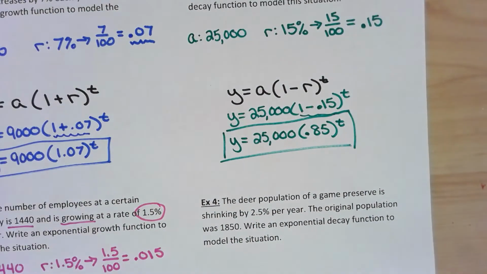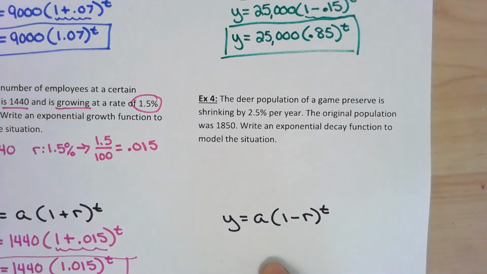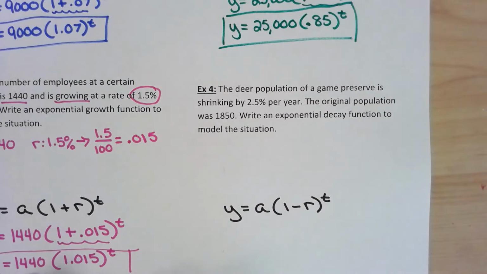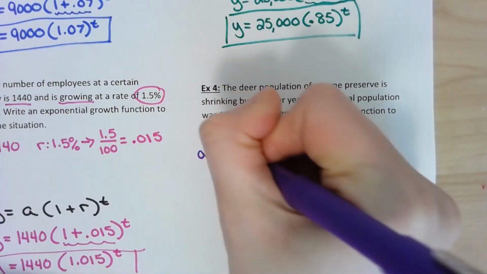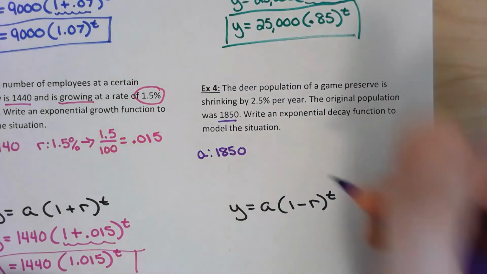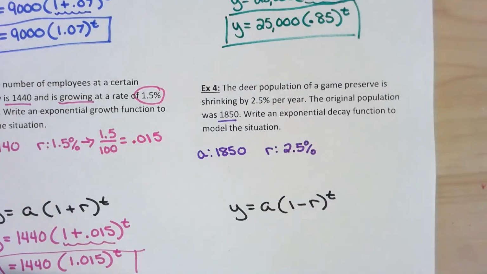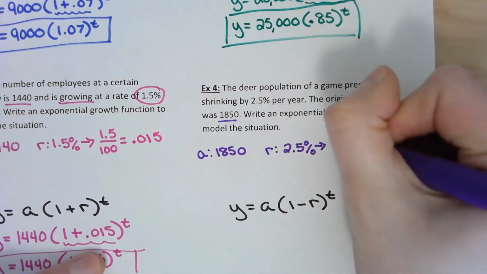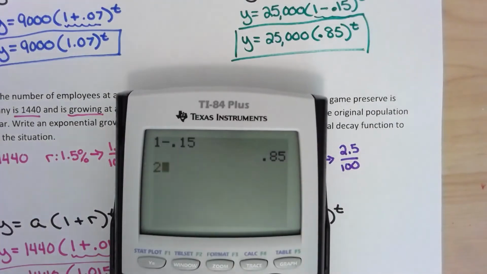Last problem, number 4. The deer population of a game preserve is shrinking by 2.5% per year. So the original population was 1,850. So that would be my a value right there. So we're writing exponential decay, which means it's 1 minus the rate. So let's go ahead and find out what that rate is. It started as 2.5%, but remember, we still have to take that 2.5 and divide it by 100. So if you do, that's 0.025.